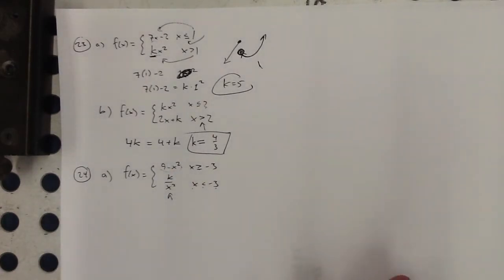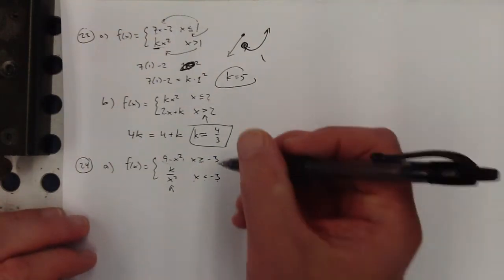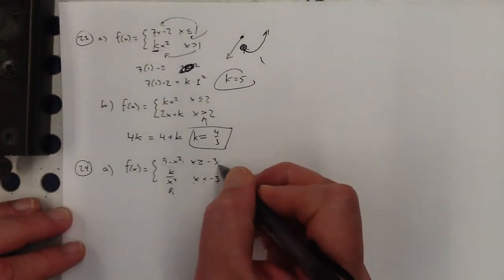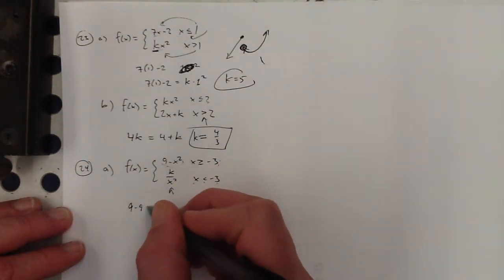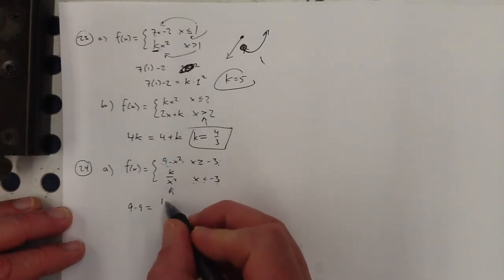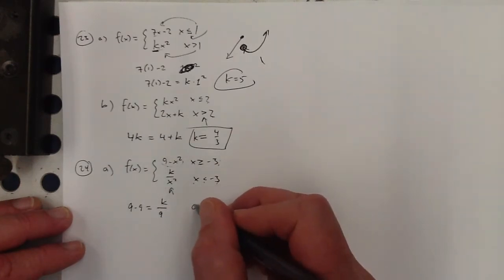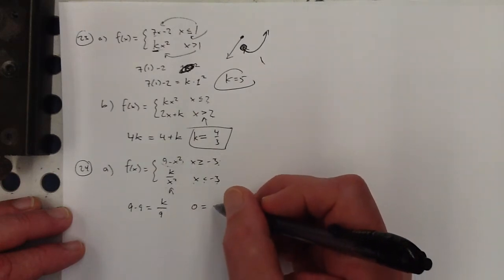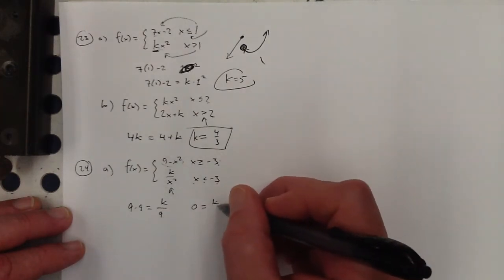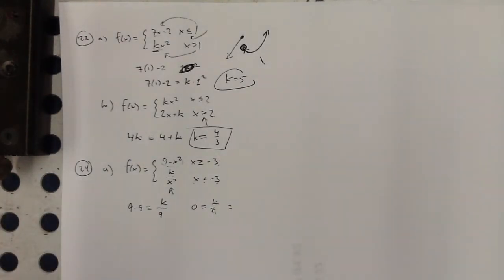So I don't have to think about that problem. I just need to see if I can find a k that makes these equal when I plug in -3. Plugging -3 in here, I get 9 minus 9, which is 0. And then I plug -3 in here, I get k over 9. So 0 is equal to k over 9. So that's looking pretty much like I'm going to have k be equal to 0.